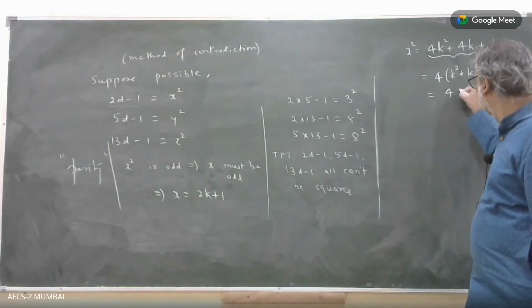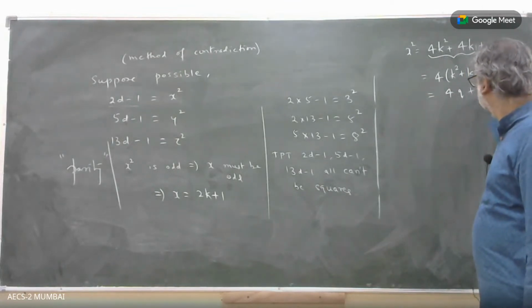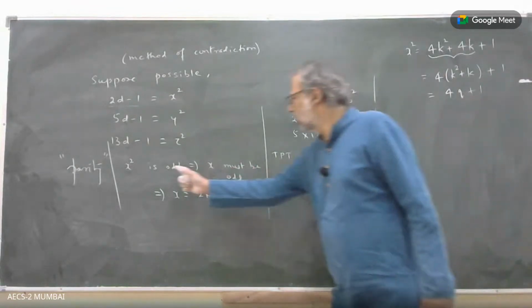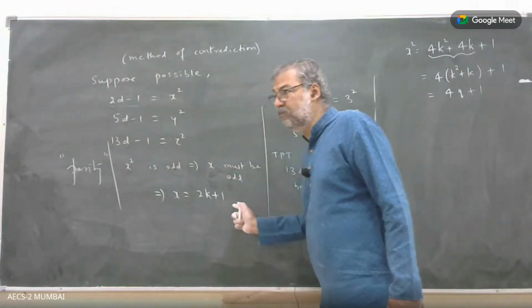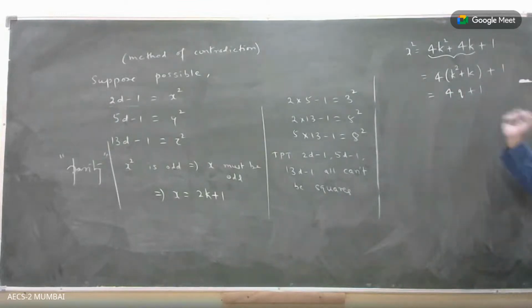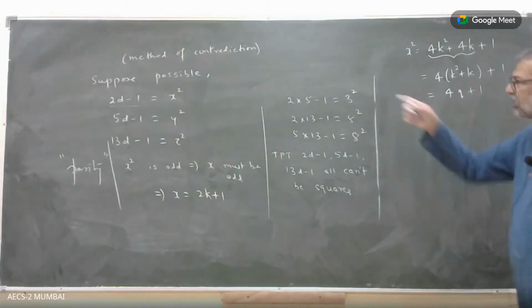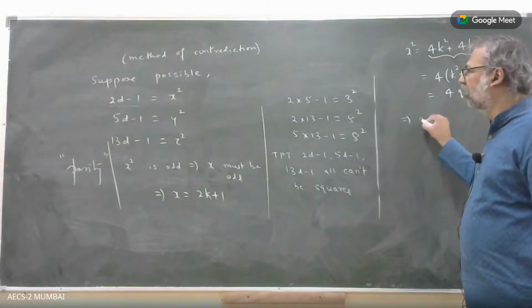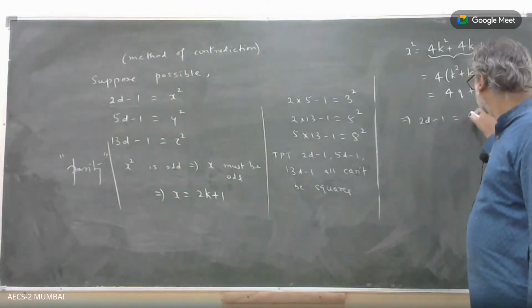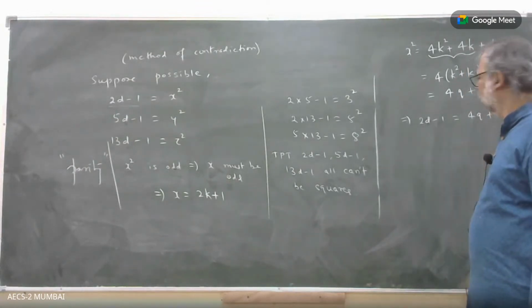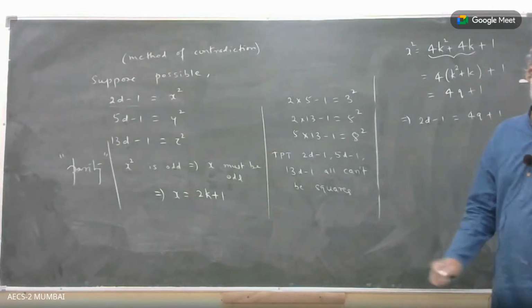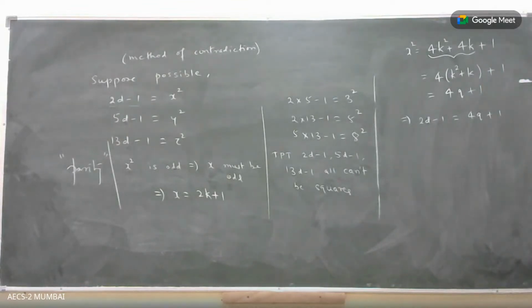Shall I call this q, so 4q plus 1? So if x is 2k plus 1, that means x square is 4q plus 1. Okay, I put it there. So it implies 2d minus 1 is 4q plus 1. Now you tell me what should be d, even or odd? You can simplify that equation, get d equal to something and tell me whether d should be odd, even, whatever.